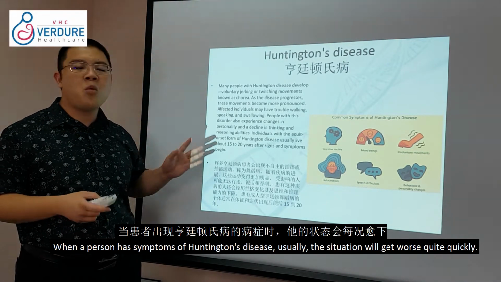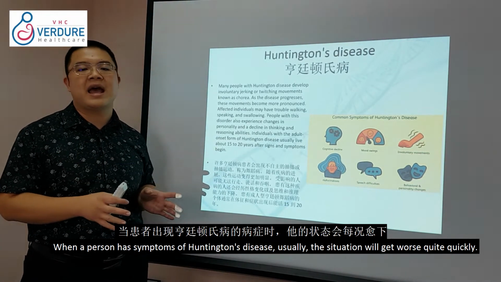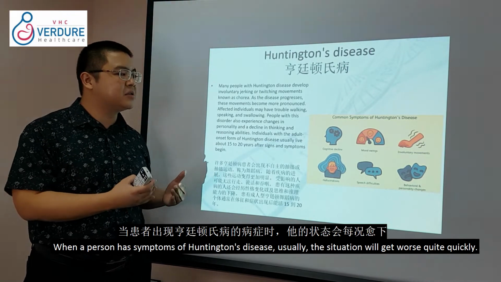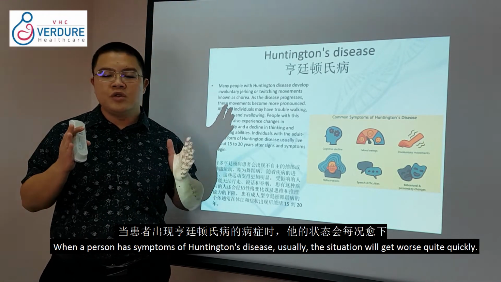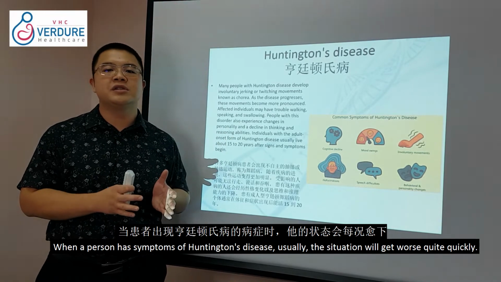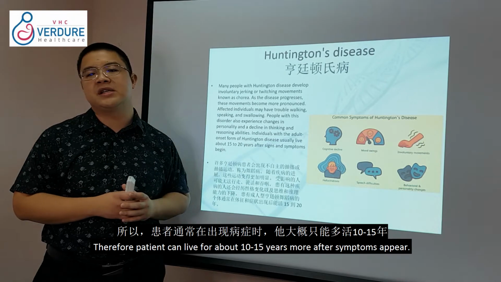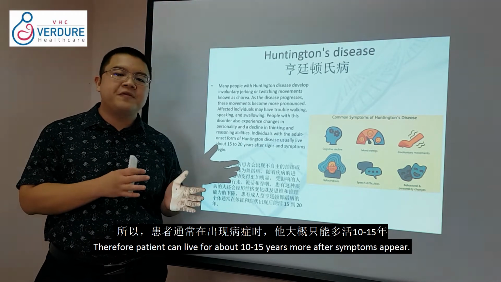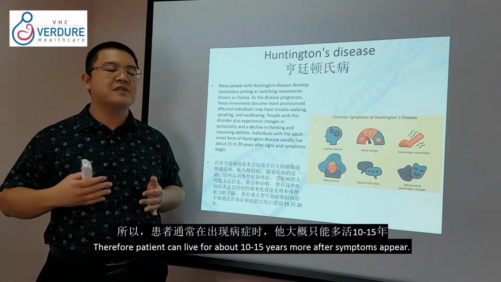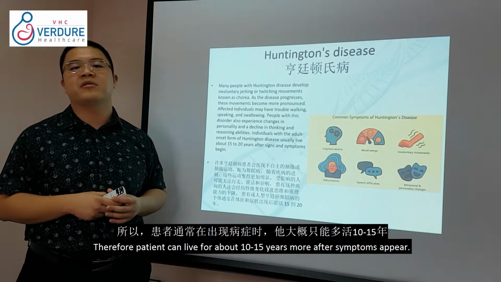When a person has the symptoms of Huntington's disease, usually the situation gets worse quite quickly, and therefore this person can live about 15 to 20 years after the symptoms first come out.